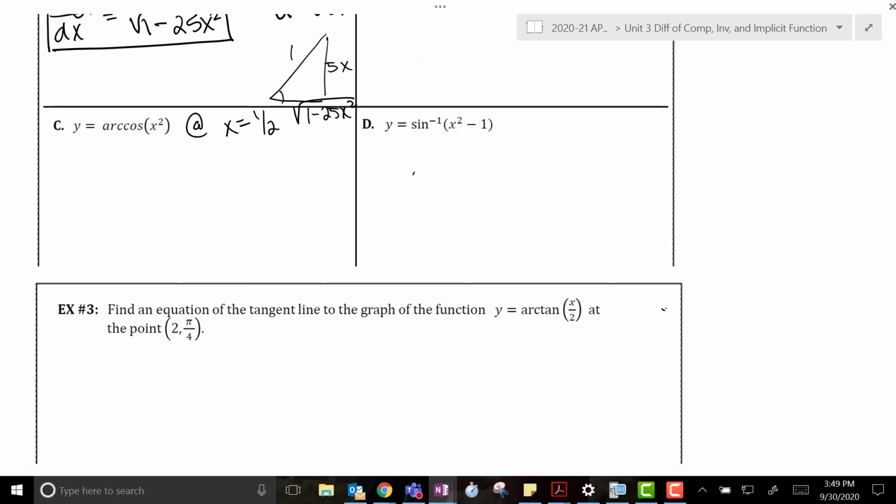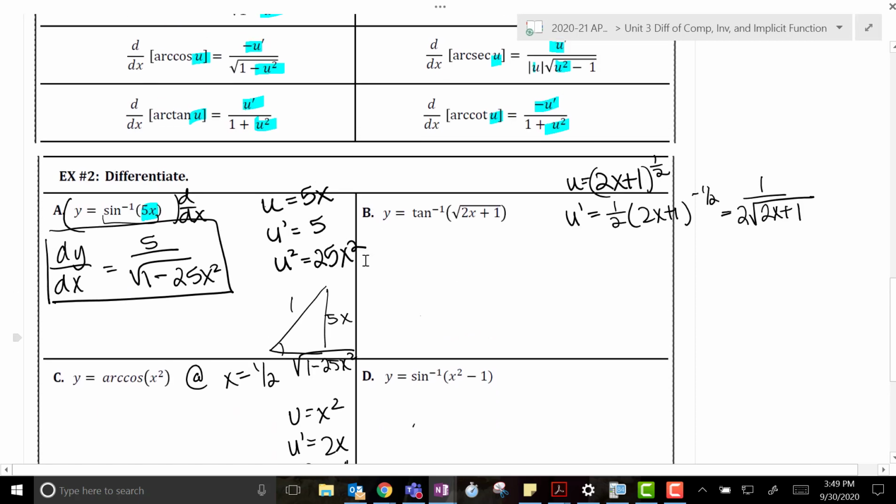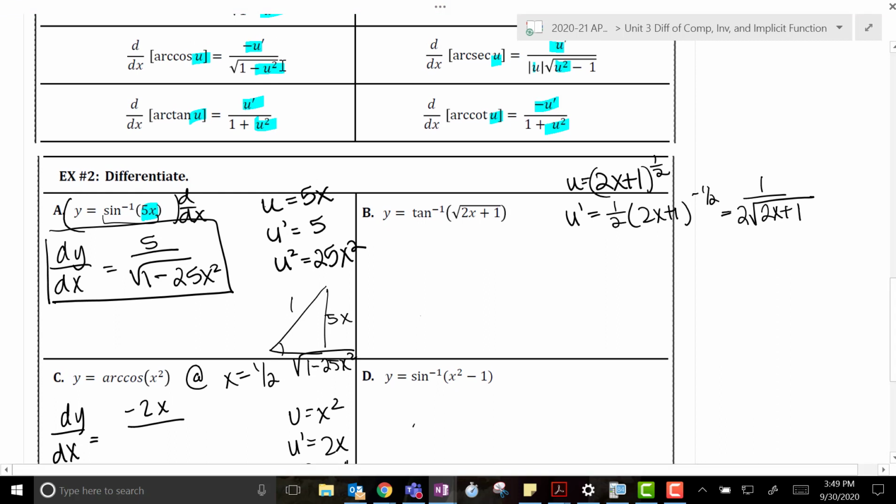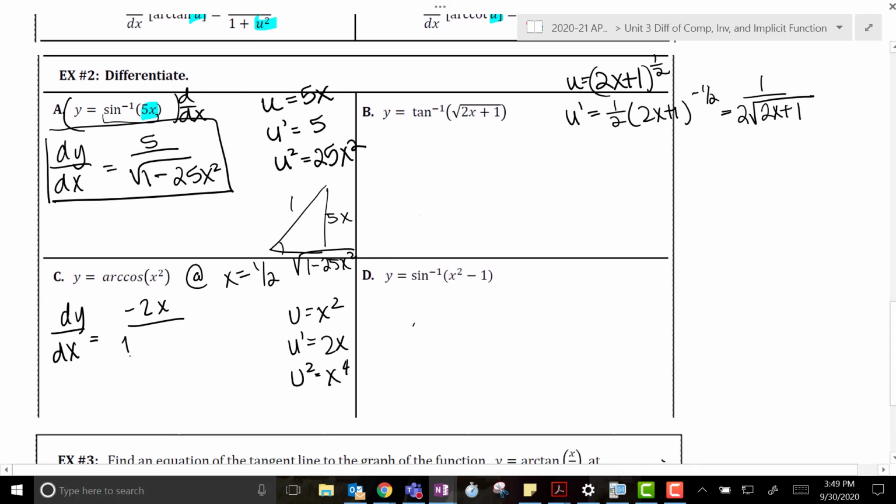So we have y equals arc cosine of x squared, same process. I'm going to say u is x squared, u prime is 2x, and u squared is x to the 4th. Then I plug all this information into my cosine formula. I know that the derivative is negative u prime, from that implicit differentiation of both sides. So negative 2x all over the square root of 1 minus u squared, so the square root of 1 minus x to the 4th. This would be the answer if it didn't ask to evaluate.